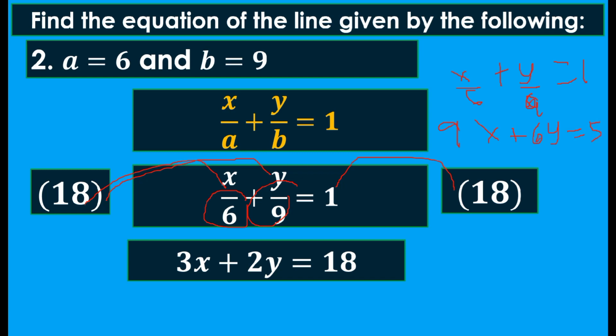But you can divide both sides by 3. Okay, 3. So 9 divided by 3, we have 3x. Then 6 divided by 3, we have 2y, is equal to 18. Okay, so that's the shortcut way.